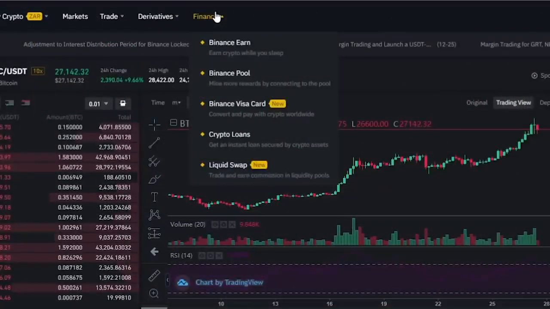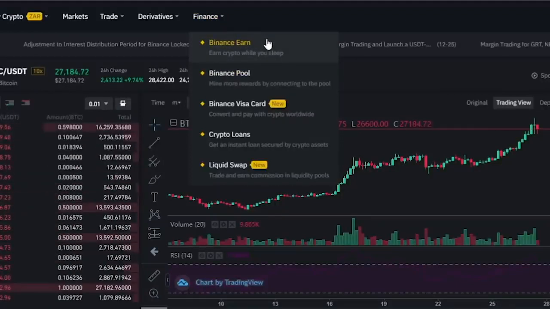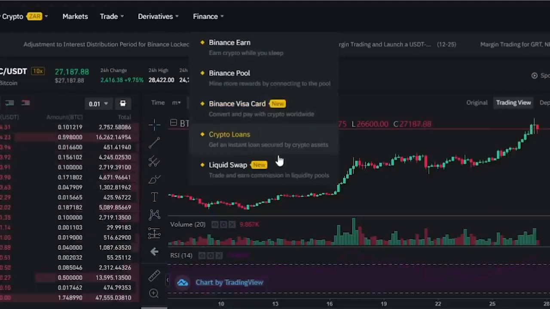But the last thing I want to show you guys is the finance. So you've got Binance Earn, Binance Pool, Binance Visa Card, crypto loans, and liquid swap.